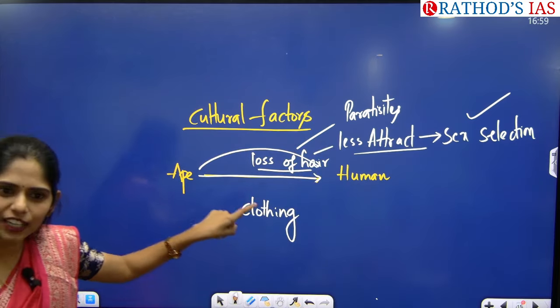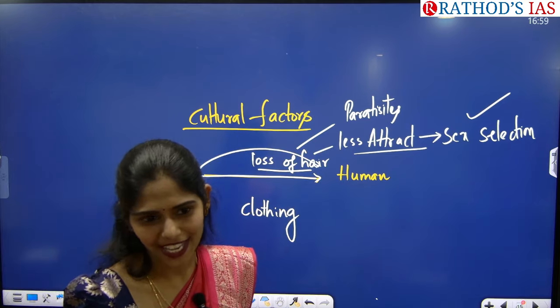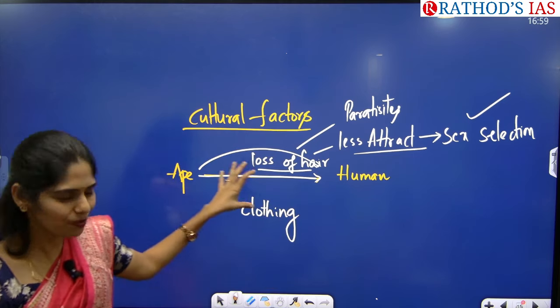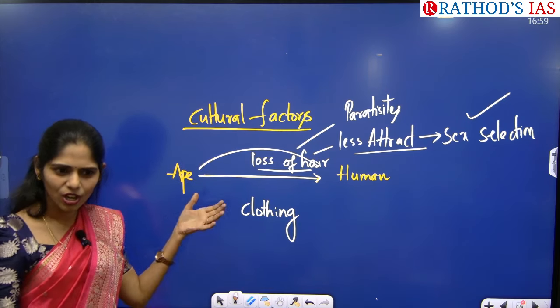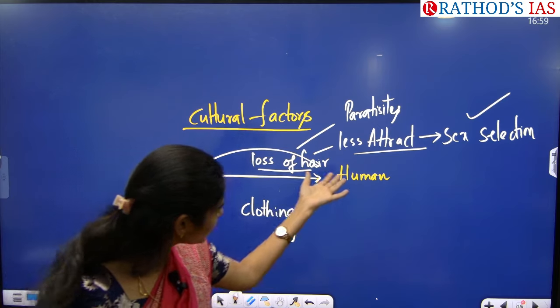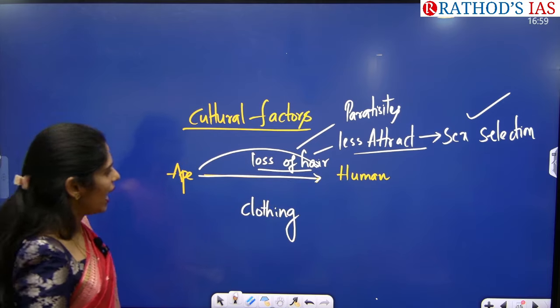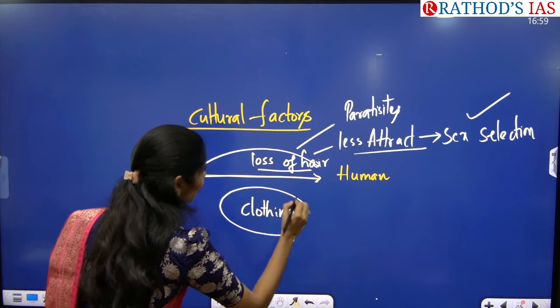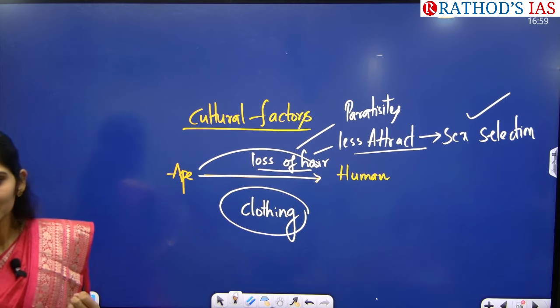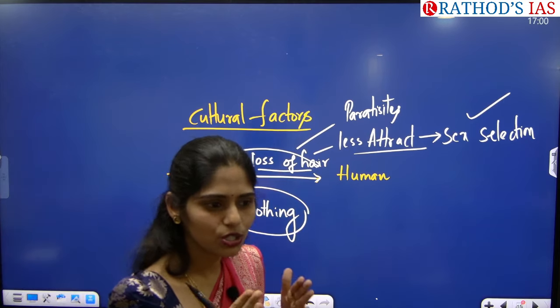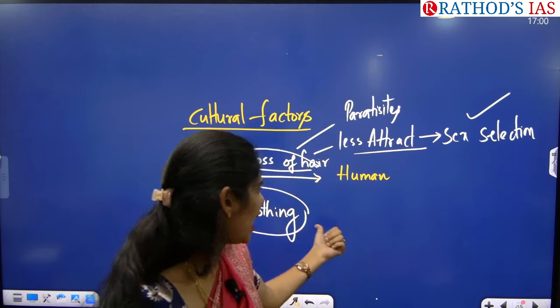So for sex selection, for searching for a mate, this is one change which happened that led to one social institution called marriage. Do they have this in apes or earlier humans? No. It is present in modern humans. It is one important reason. And next, why do we need clothing? Because of loss of hair, we cannot maintain our body temperature. So to protect our body, we need clothing.